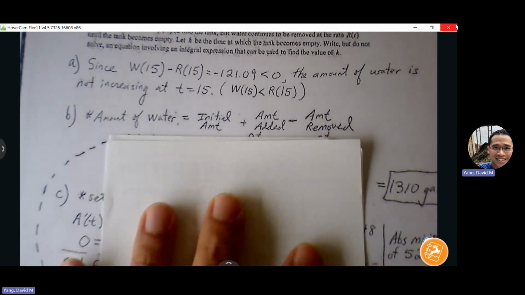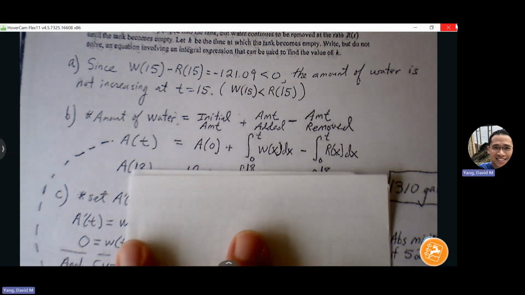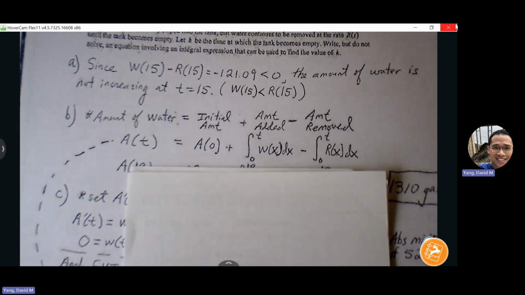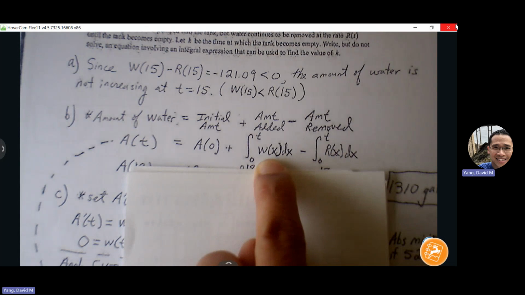So let's create a formula that we can use. We'll say A of t is equal to, and I'm leaving them as variables so that we can adjust to any moment in time that we want to use later. We know the initial amount, A of 0, plus the amount added. We know W is the rate, so if we accumulate that rate using the interval, the gallons per hour will be in terms of gallons.